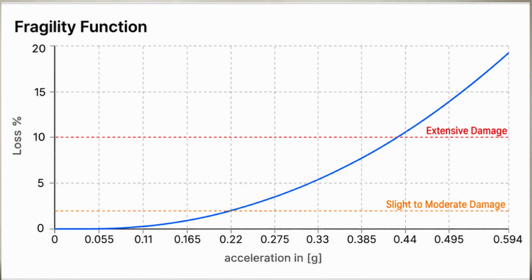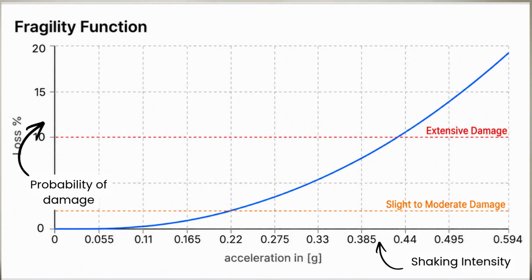Let's set the scene. What is a fragility function and when does it come into play? Yeah, that's a great place to start. So at its core, a fragility function is really a mathematical or visual representation of how a building is going to be affected by increasing levels of earthquake shaking. And so the horizontal axis is the shaking intensity, whereas the vertical axis is the probability of damage.